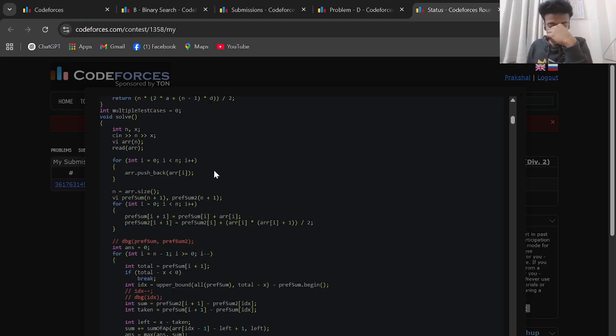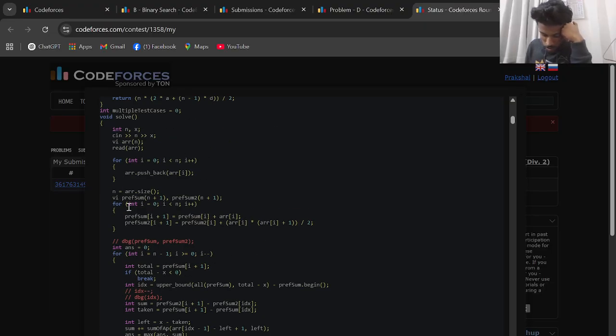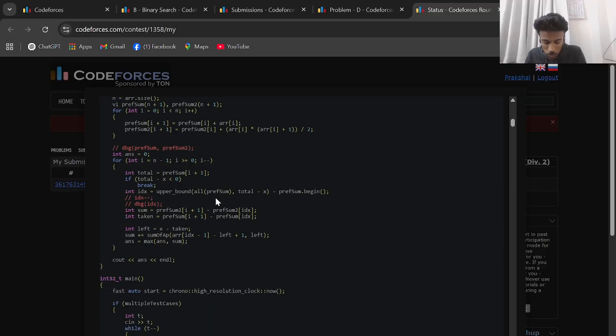Okay, see here. We are taking the inputs and calculating the prefix sum and prefix sum 2 array. Prefix sum we can simply calculate by adding arr[i]. But for prefix sum 2, we are using the formula n into n plus 1 by 2. Here arr[i] is the number of days, so number of days into number of days plus 1 upon 2. This way we can get the prefix sum 2 array.